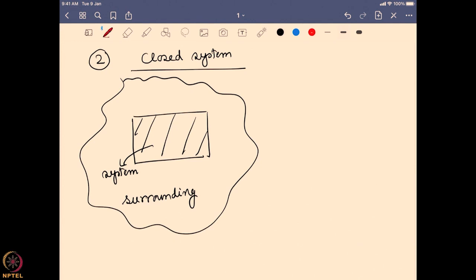The boundary is such that it is still allowing the exchange of energy. However, the matter exchange is now stopped. So the matter cannot come out of the system anymore. That will be defined as a closed system, where the energy can be exchanged, but not the matter.